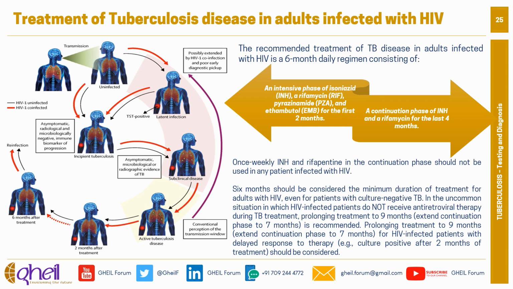6 months should be considered the minimum duration of treatment for adults with HIV, even for patients with culture-negative TB. In the uncommon situation in which HIV-infected patients do not receive antiretroviral therapy during TB treatment, prolonging treatment to 9 months, extend continuation phase to 7 months, is recommended. Prolonging treatment to 9 months, extend continuation phase to 7 months, for HIV-infected patients with delayed response to therapy, for example, culture positive after 2 months of treatment, should be considered.